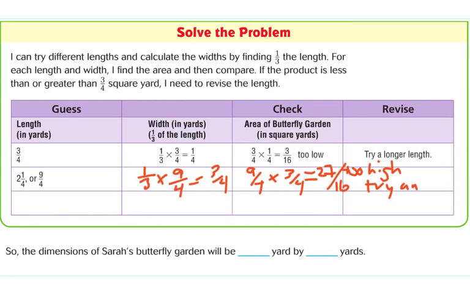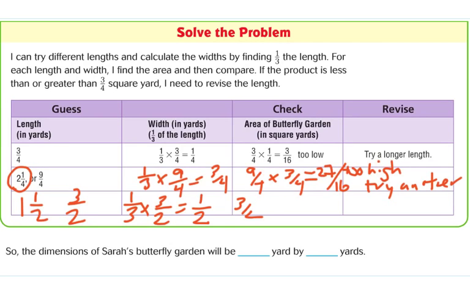So let's try another. And remember, we revise when we don't get the correct answer. So let's go a little bit lower than this. We're going to go 1 and 1/2, which we can convert into an improper fraction as 3/2. So if we take 1/3 times 3/2, we would get 1/2, and then we take 3/2, the length, times 1/2, the width, and we get 3/4, which is correct. So, boys and girls, the dimensions of Sarah's butterfly garden will be 1/2 yard by 1.5 yards.